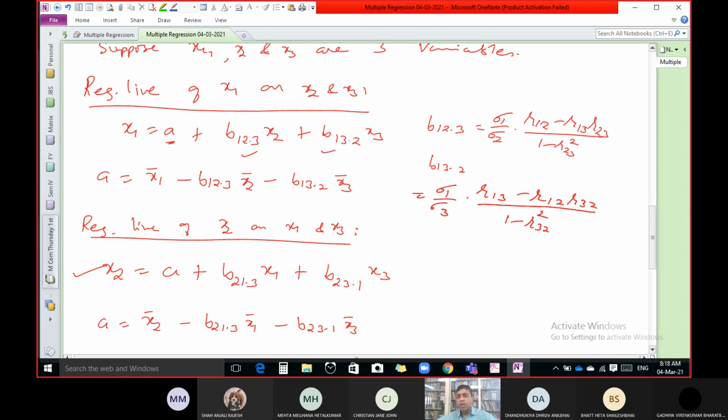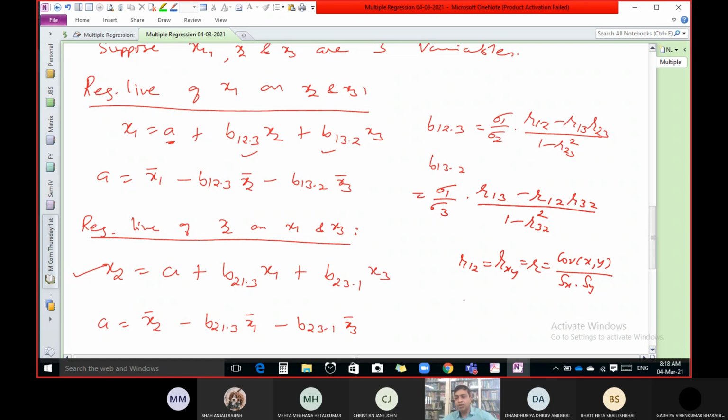So now the question is what is R12? R12 is nothing but RXY, simply the correlation between X and Y. And that is the formula of correlation between X and Y. What is the formula? Covariance of XY upon Sx into Sy. This is the formula of correlation of X and Y.